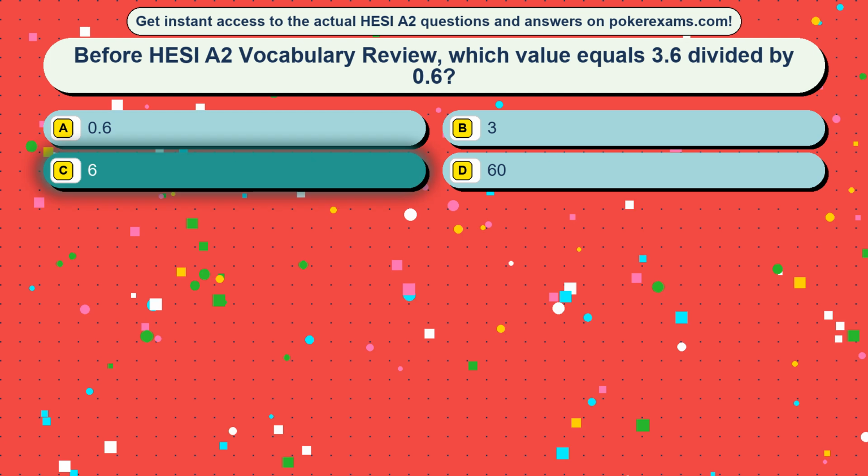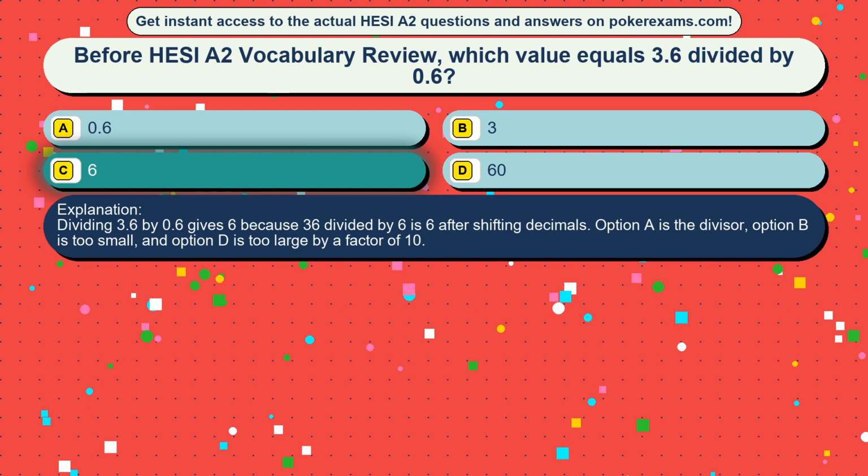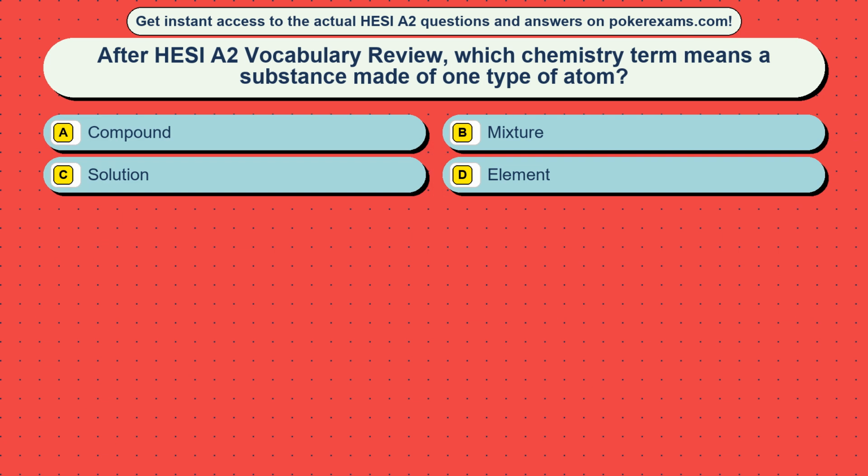The correct answer is option C, 6. Dividing 3.6 by 0.6 gives 6 because 36 divided by 6 is 6 after shifting decimals. Option A is the divisor, option B is too small, and option D is too large by a factor of 10. Question 6. After HESI A2 Vocabulary Review, which chemistry term means a substance made of one type of atom?